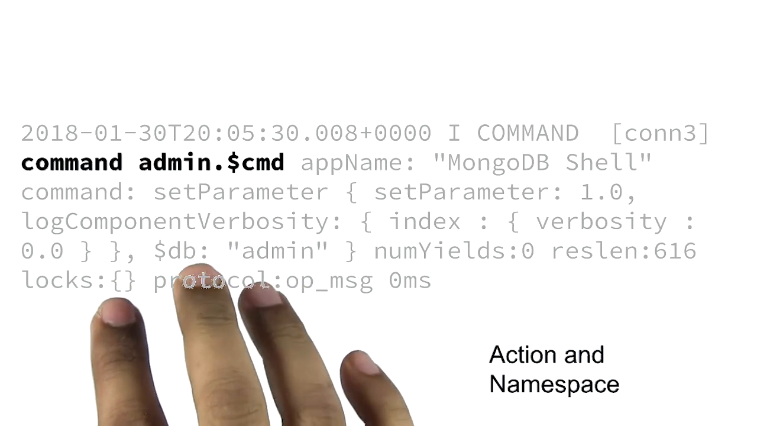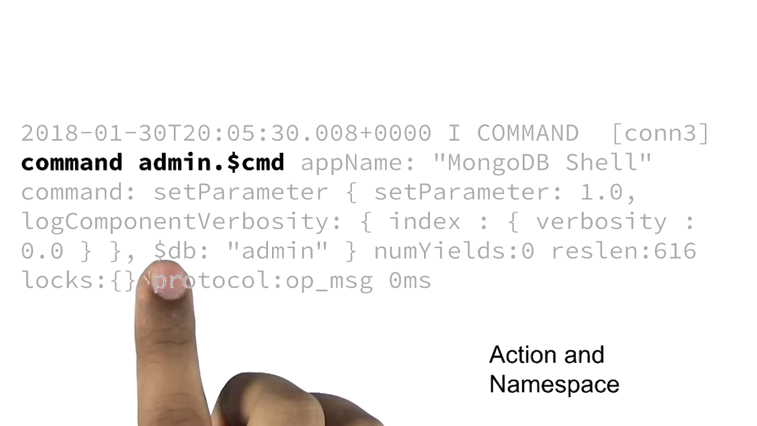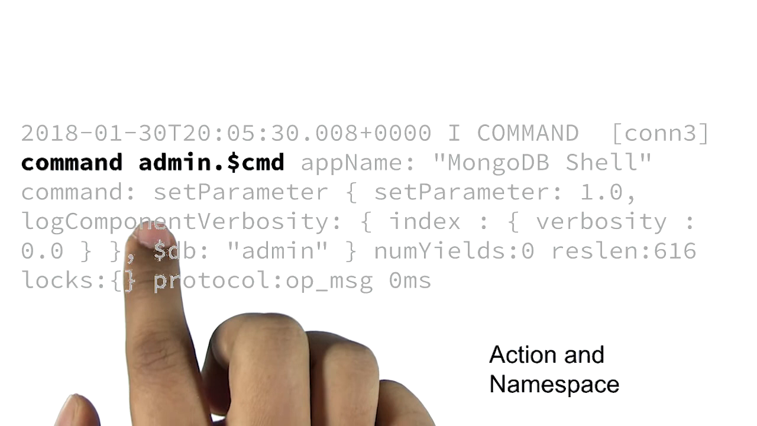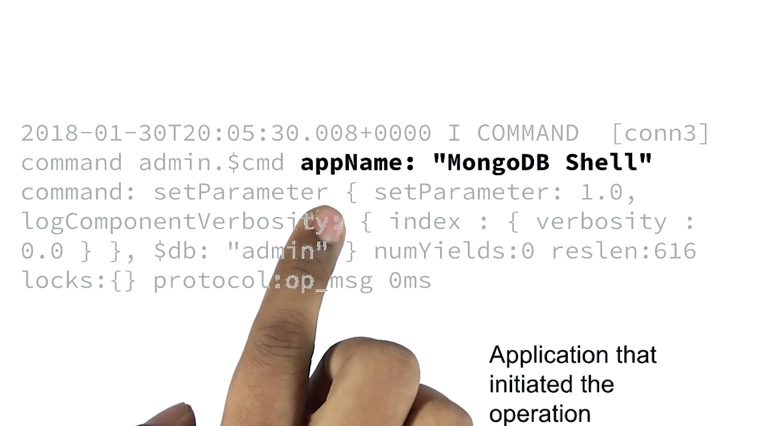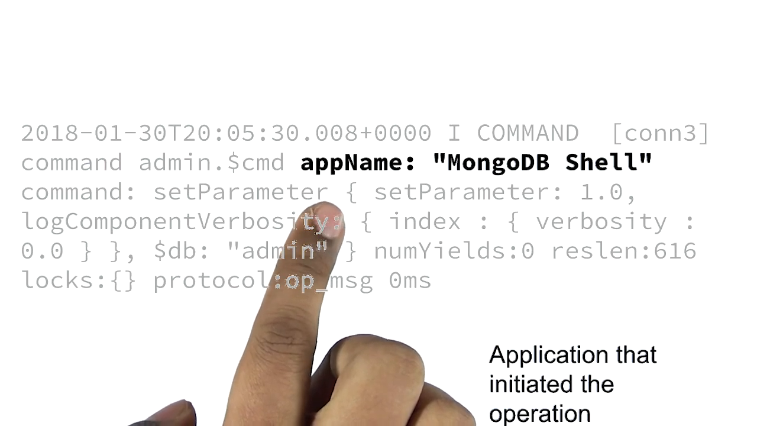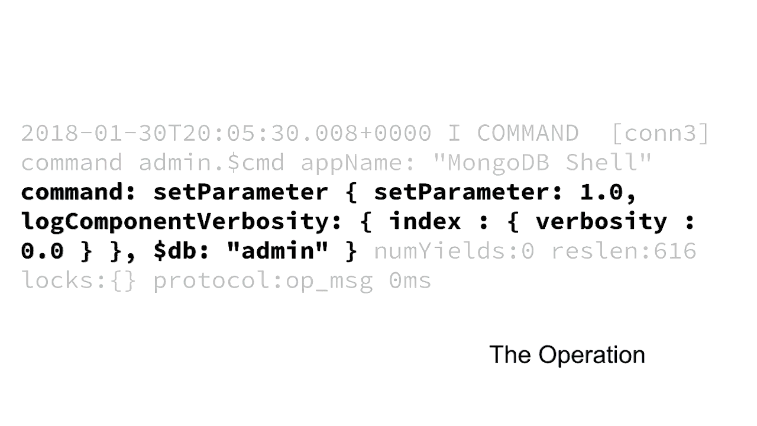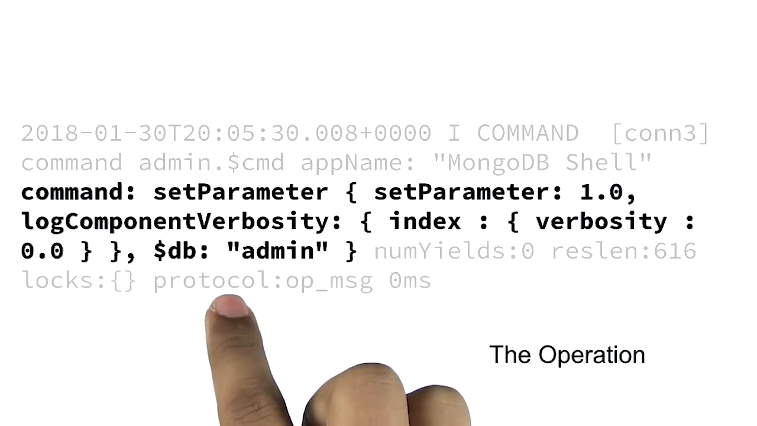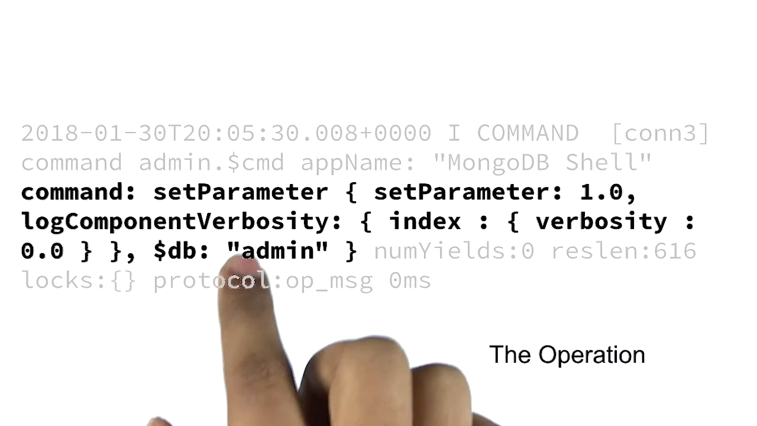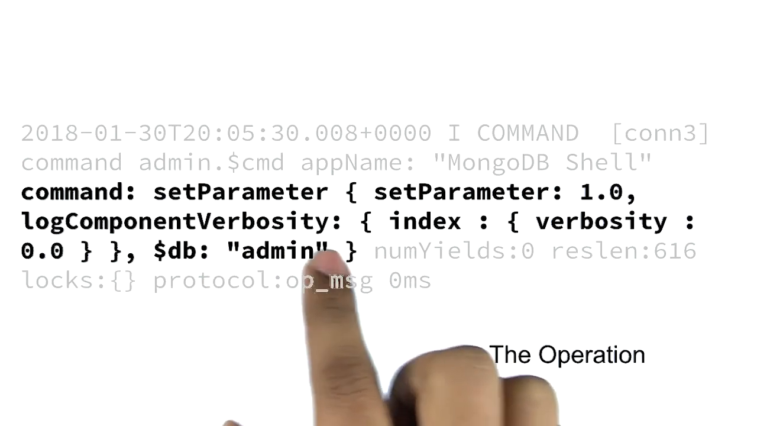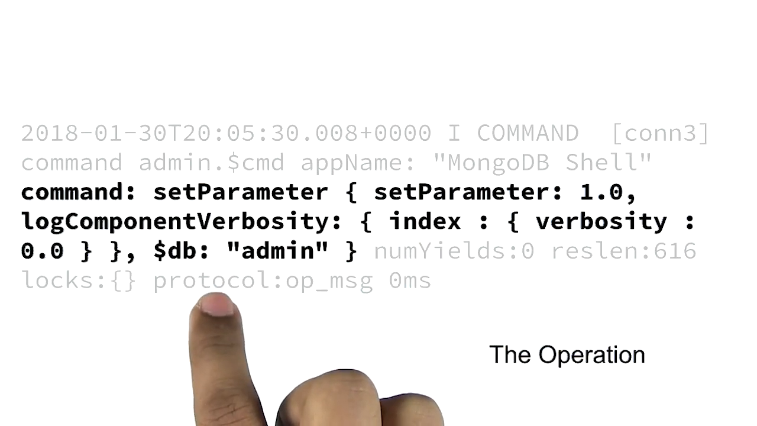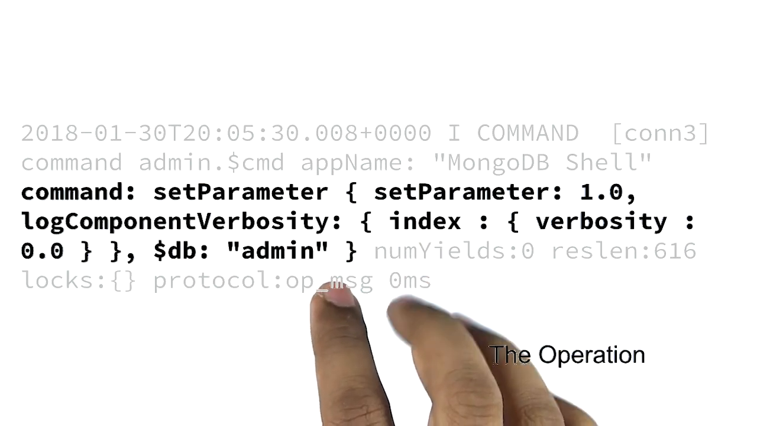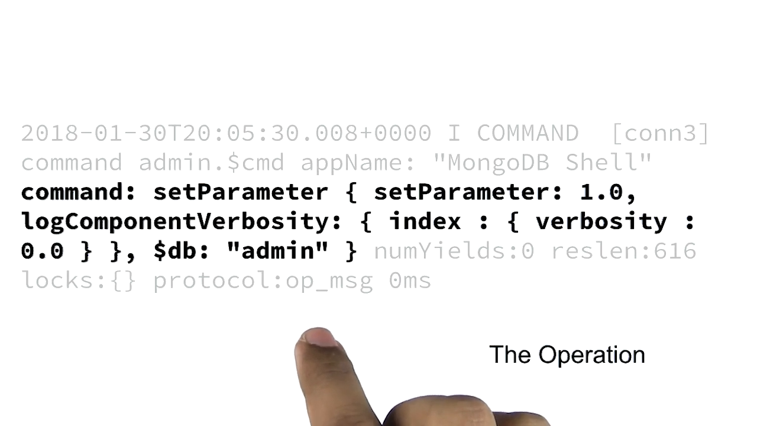The full list of possible events and descriptors are out of scope, but in general you can expect that what immediately follows the connection to be the operation that triggered the event. App name indicates what client initiated the operation, in this case, the Mongo shell. Now we can dig into the command itself. The entire document is the skeleton of the command executed. Under the hood, we have a setParameter command that sets the log component verbosity of the index log component on the admin database. The command was spawned by me using the db.setLogLevel method.